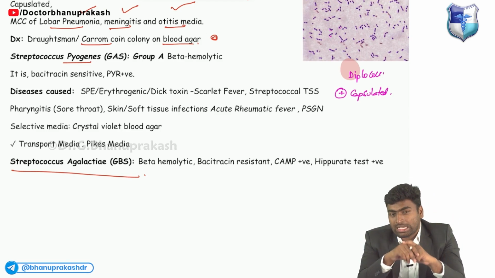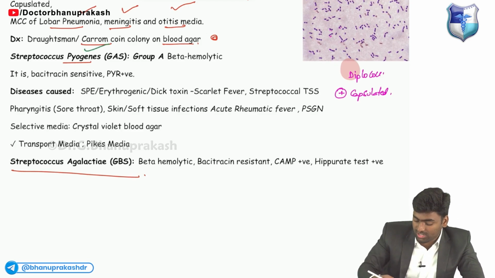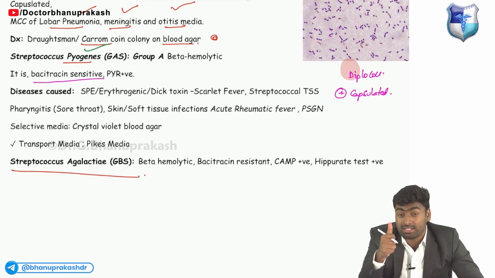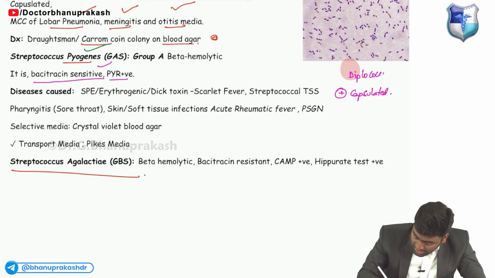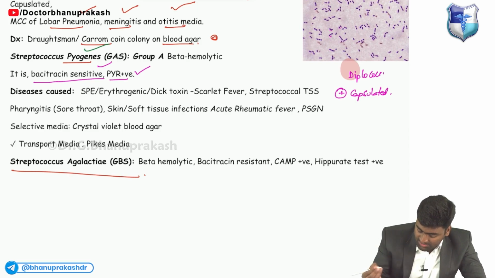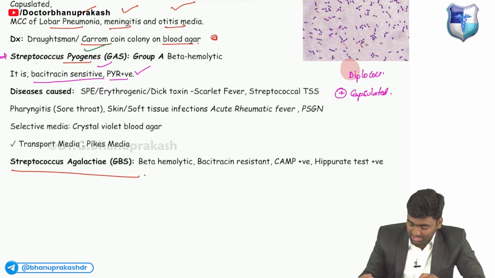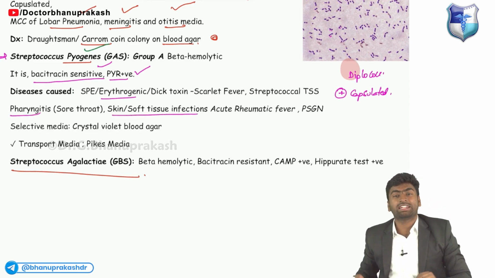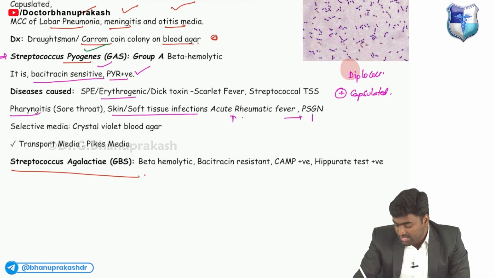So group A beta hemolytic Streptococcus is Streptococcus pyogenes. And how will you group? It is based on sensitivity to bacitracin, so with bacitracin sensitivity you will separate them into group A and group B. And they will test positive for PYR. What is caused by Streptococcus pyogenes? Erythrogenic toxins, which cause pharyngitis, skin and soft tissue infections. And we know it causes one fatal disease, acute rheumatic fever, and in the long run it can cause PSGN.